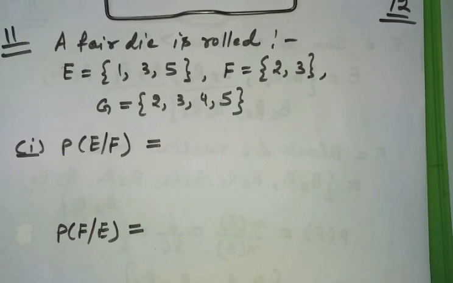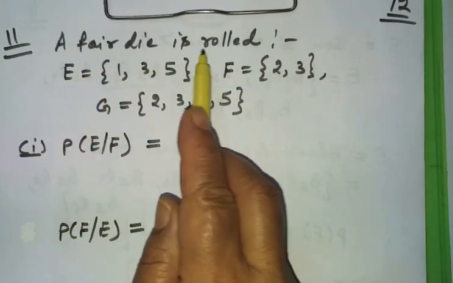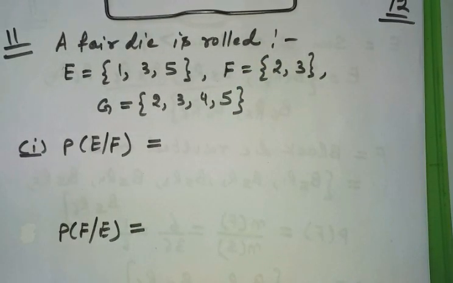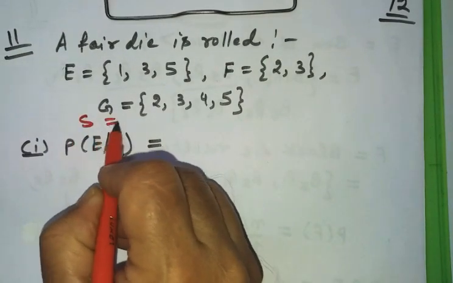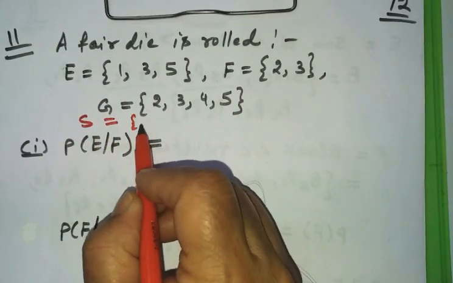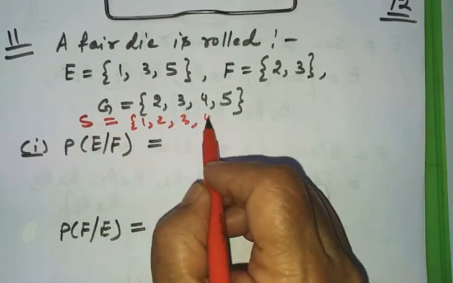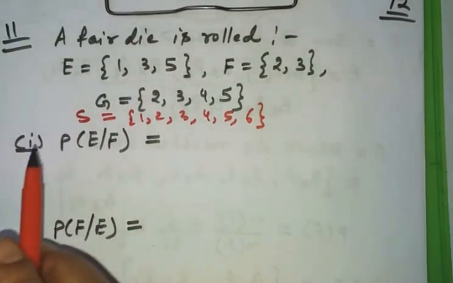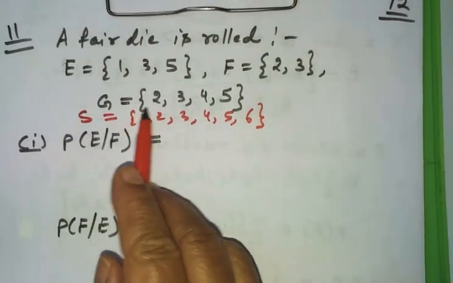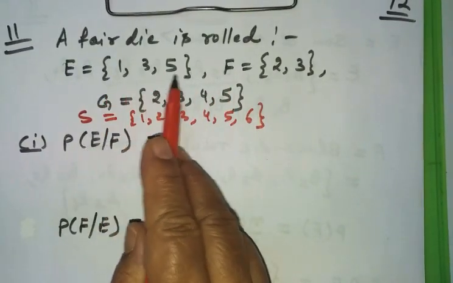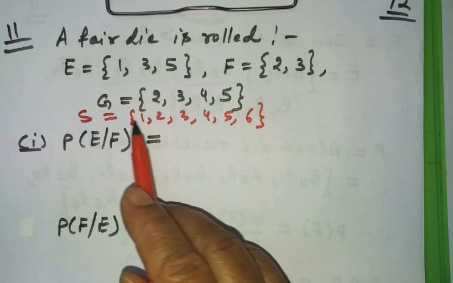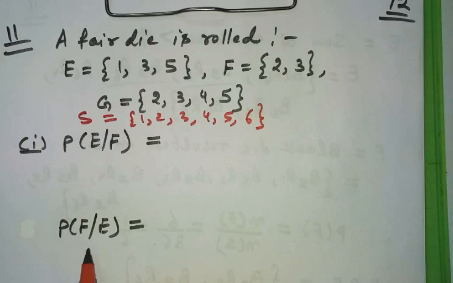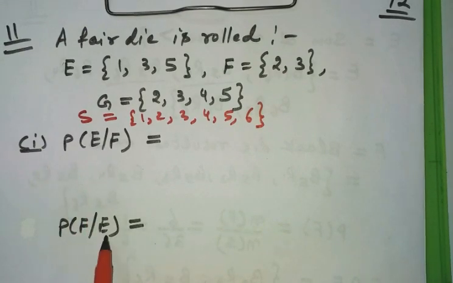Question number 11. Question 11 says a fair die is rolled. So when a fair die is rolled, what is the sample space? You must be knowing. The sample space can consist of any of the 6 numbers. And you are given events E, F and G. You can see E is the event {1, 3, 5}, F is the event {2, 3} and G is the event {2, 3, 4, 5}, and in the first part you have to calculate P(E|F) and P(F|E). Both you have to calculate.